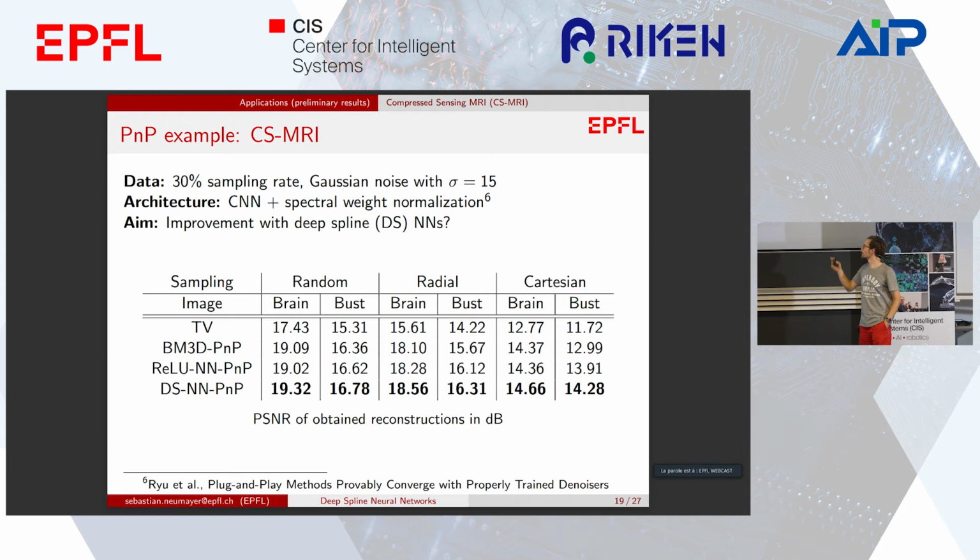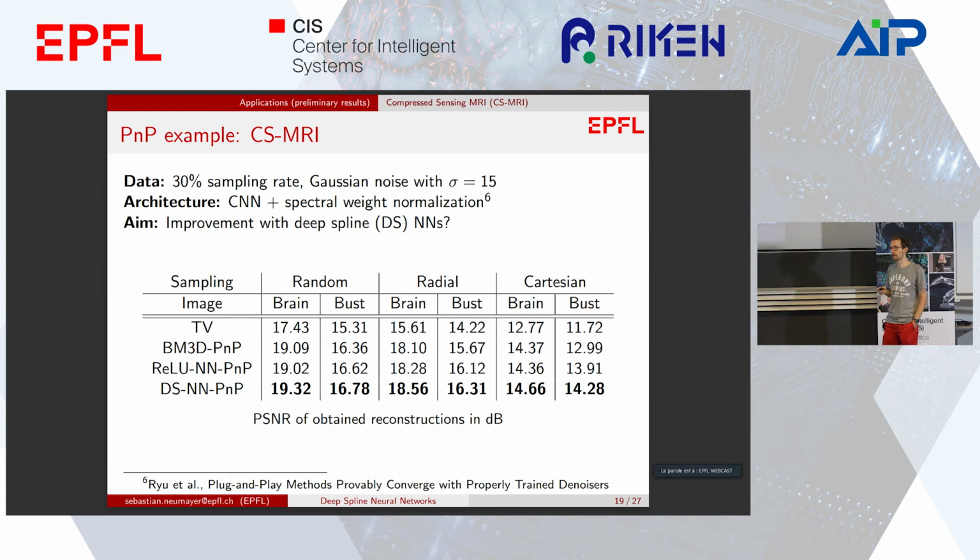We see that PSNR is around, let's say, 15 on average on the whole bunch of images. Also for different samplings like random, radial, Cartesian, it doesn't really matter which one we take. Then we can use a learned regularizer, which is the third line, which is a lot better, and it also beats the BM3D plug-and-play setting.